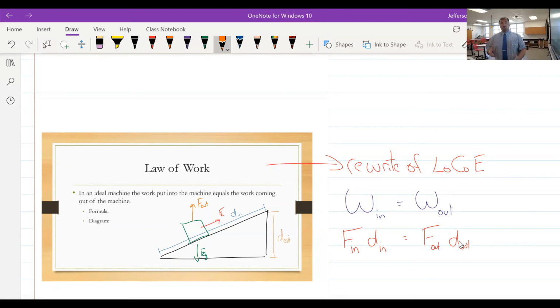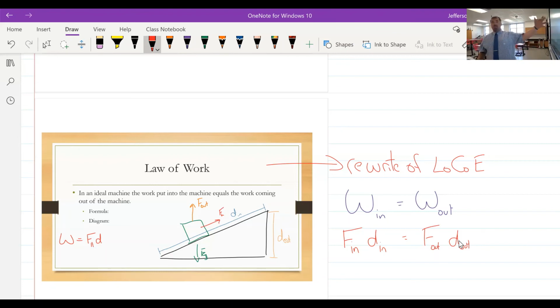Now remember our rule for work: the work done is equal to the force that is parallel to the displacement. So if you look at the force that I exert in, it's parallel to the length of that plane. And so my distance in has to be parallel to that. My force out is going up, so that has to be parallel to the height that I'm raising it up. And so that's how you can always link these together. If you're not sure which distance goes with which force, you look at which distance is parallel to which force, and you combine those two.